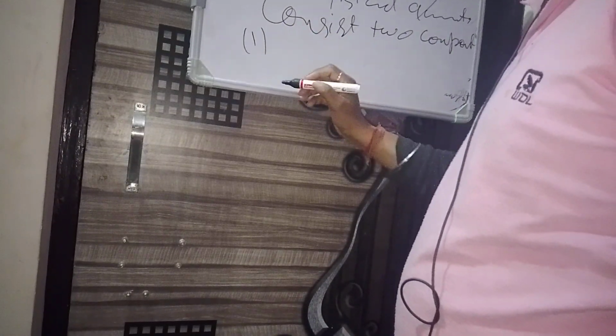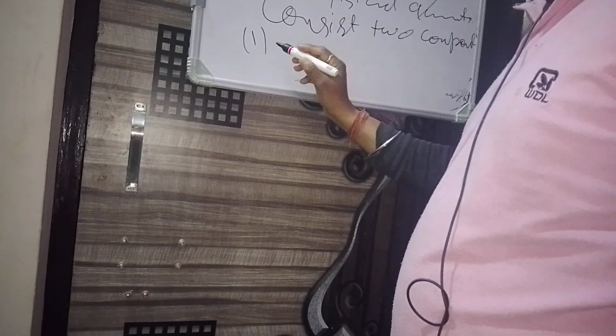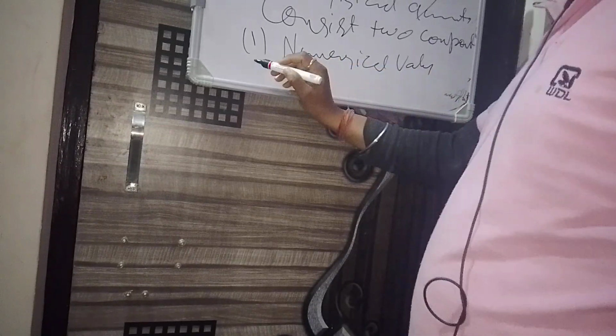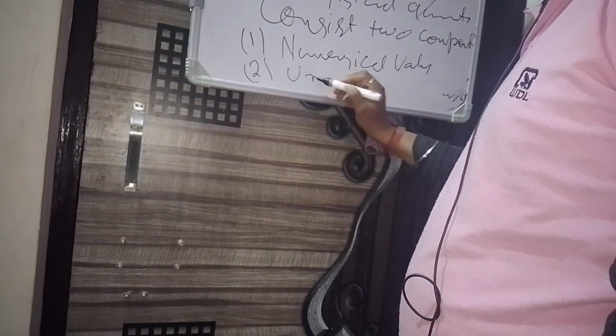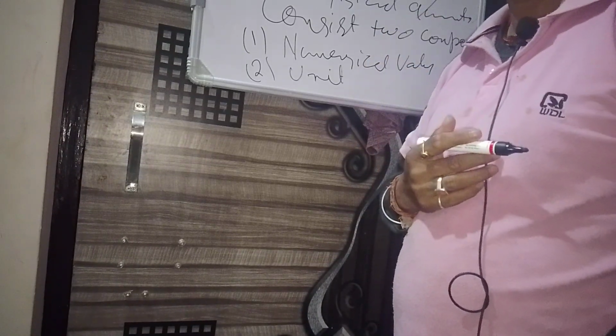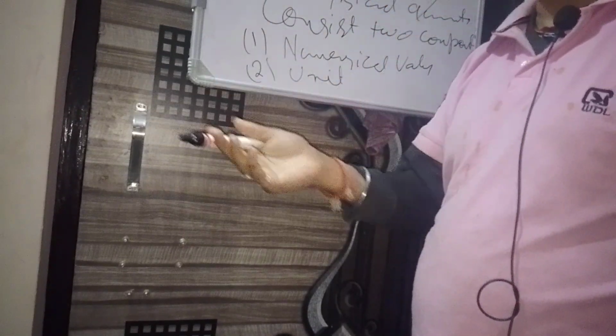First, numerical value. Second, unit. Only understand a physical quantity consists of two components. One numerical value and second unit. Numerical value is the magnitude of the physical quantity and unit specifies the standard of measurement.